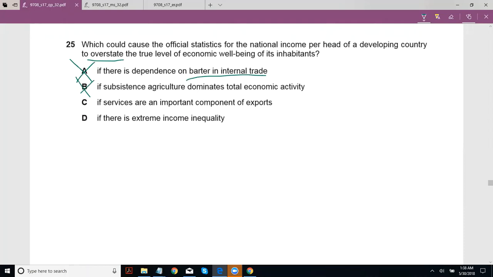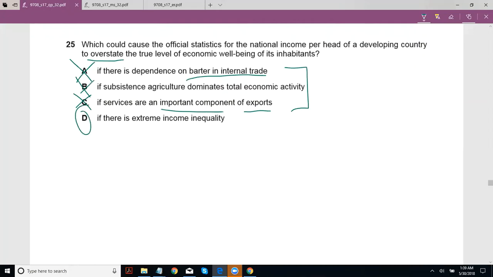If services are an important component of exports, well, no, because even if they're an important component of exports, there is still an attempt made by national income per head to measure the importance of services with regards to monetary values. So that shouldn't have any issue. And at times, the issue with services is that a lot of the time it's very easy for them to not be recorded. But even if that happens, as we saw in all three of these options, that leads to understating, not overstating.